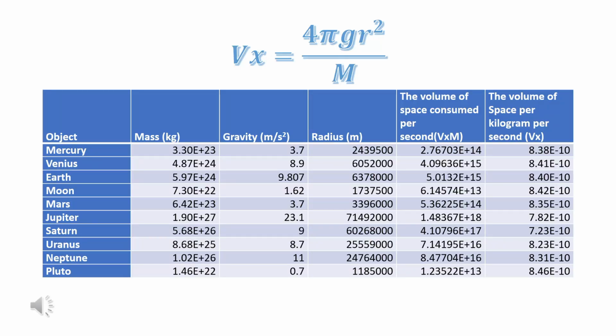What is Vx? What is the volume of space consumed per kilogram per second? Well, we can take our formula and rearrange it. We already know the mass, gravity, and radius of most objects in our solar system. So we can take the objects in our solar system, their mass, their gravitational acceleration, and their radius, and we can use this to calculate the volume of space consumed per second per kilogram. And this equals around about 8.4 times 10 to the negative 10 meters cubed per kilogram per second.